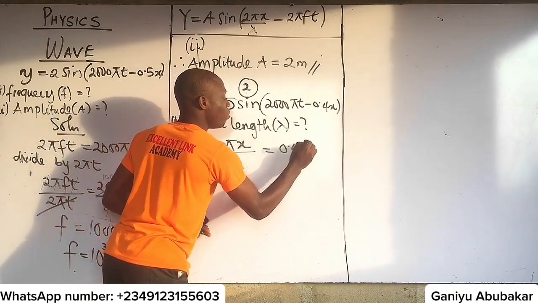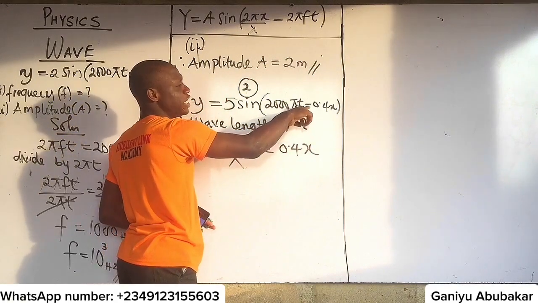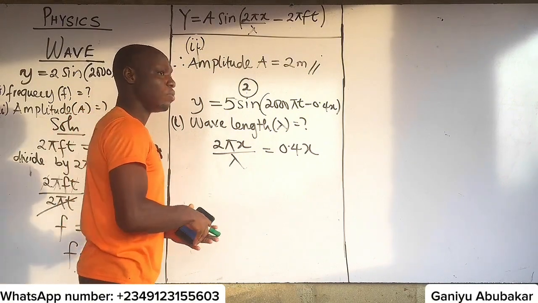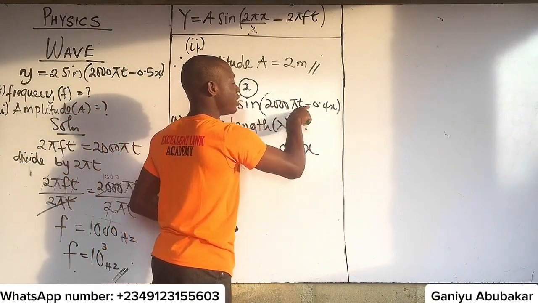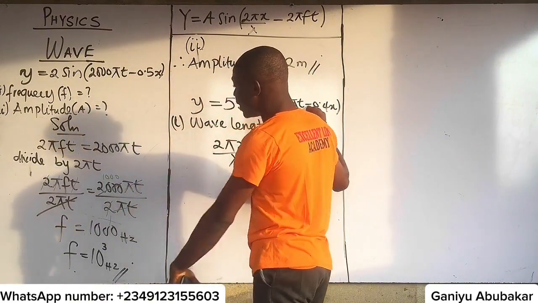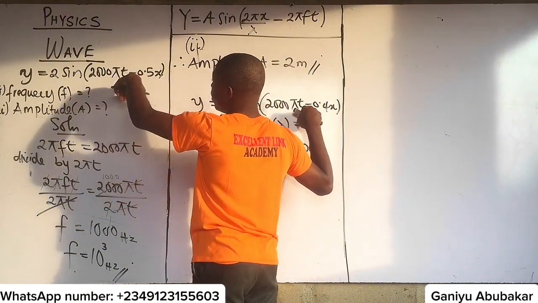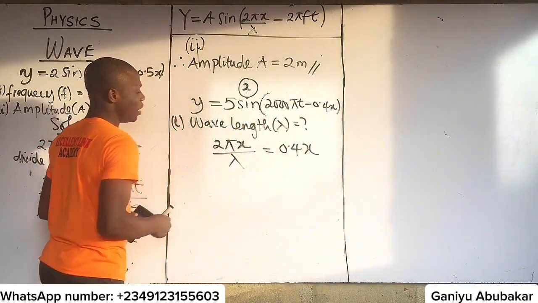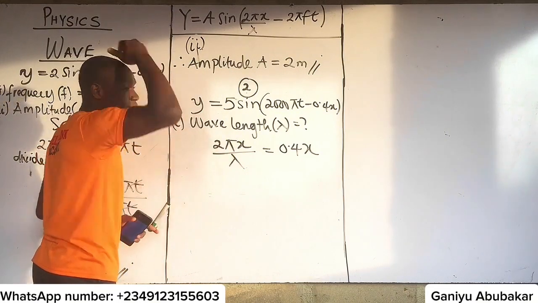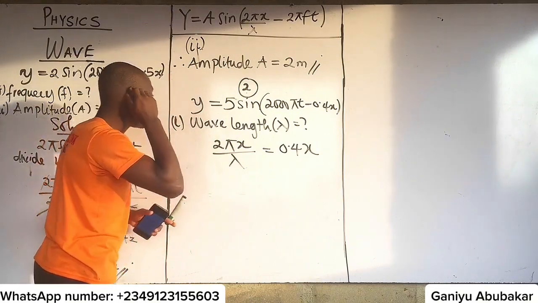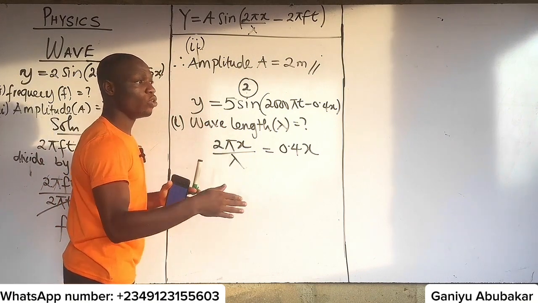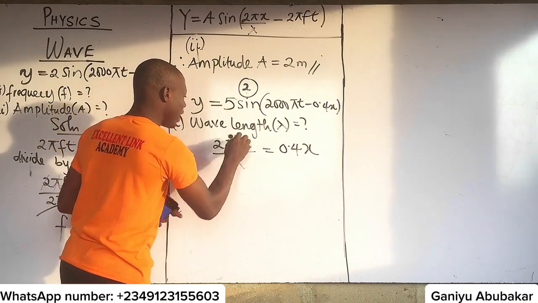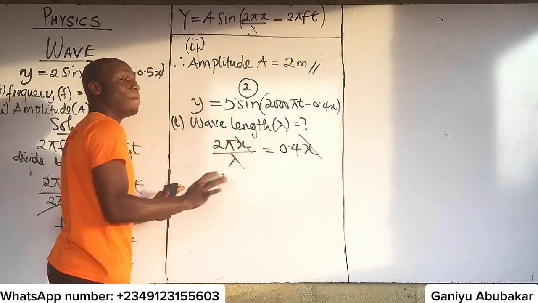It is 0.4x. Please don't put the negative. Ignore the negative. It's just telling you that the wave is actually travelling in the negative direction. Observe that I didn't consider the negative when I was solving this one here, so don't consider negative, please. I'm going to compare these two together. In mathematics, if I have the same value on both the left hand side and the right hand side of the equation, they can cancel out. So this x here can cancel out this x here, mathematically correct.